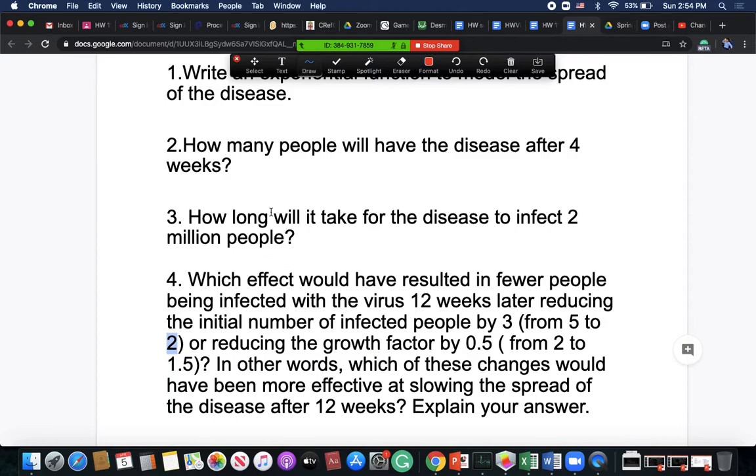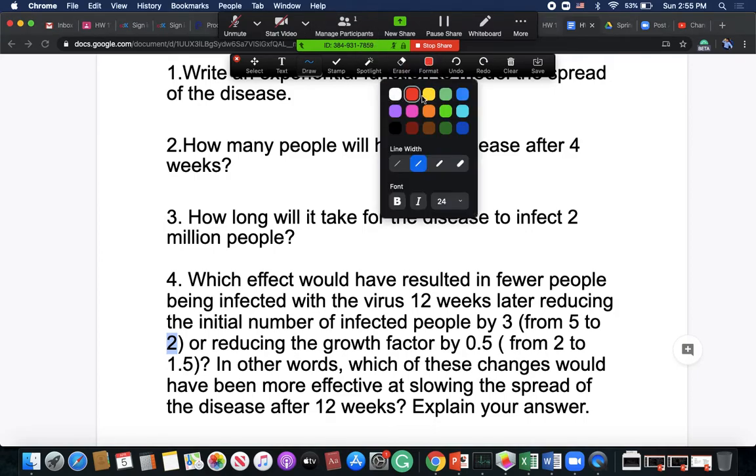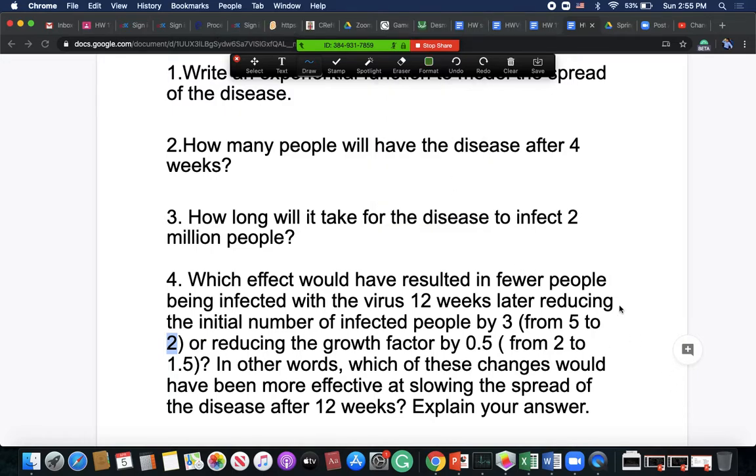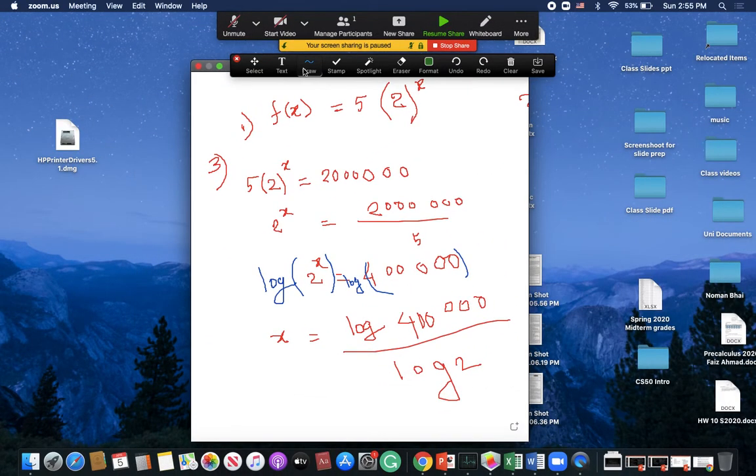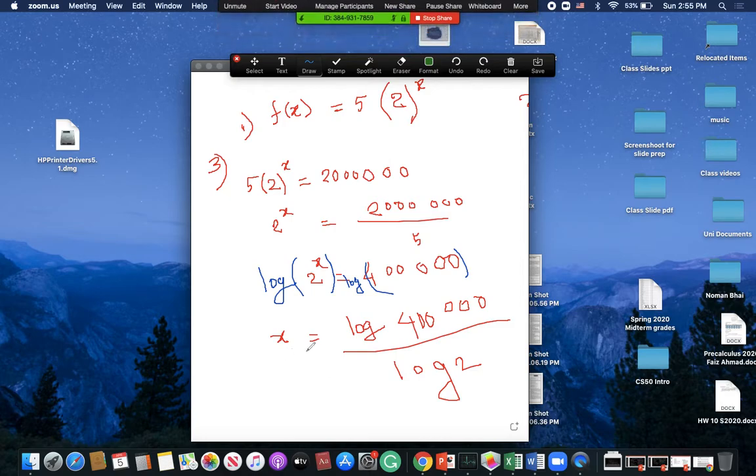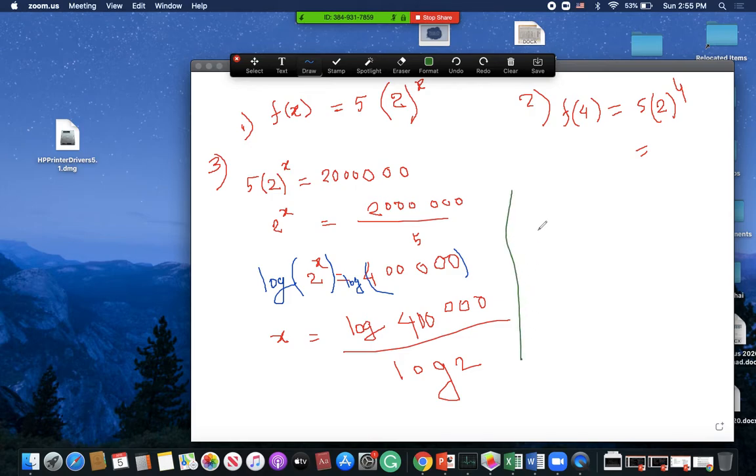So this is one change, and another change is, where is my whiteboard? Whiteboard is here. Okay, so one change is, let me make it a little bit bigger. Let me write the function f(x) equals 5 times 2 to the power x. This is the function. So the first change is, instead of 5, let's start with 2.